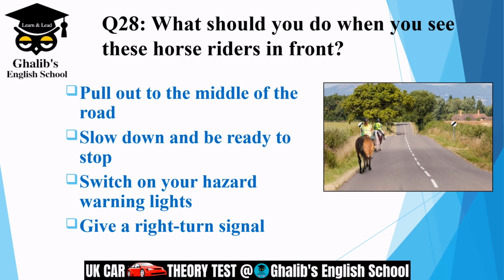Question 28. What should you do when you see these horse riders in front? Pull out to the middle of the road, slow down and be ready to stop, switch on your hazard warning lights, give a right turn signal. You need to slow down and be ready to stop.